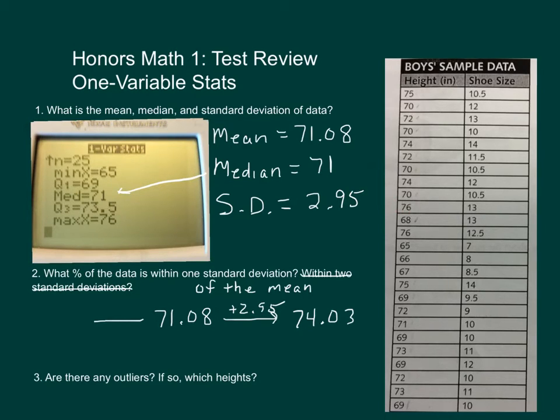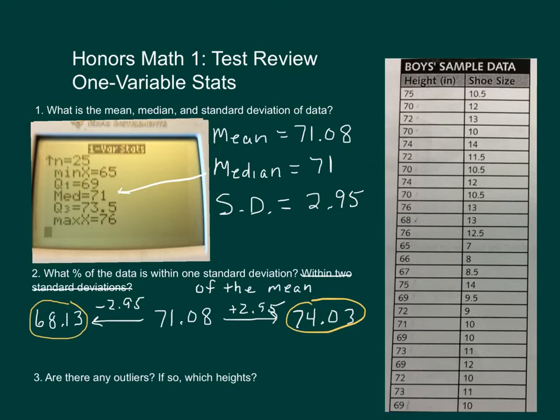And then I'm going to subtract 2.95 from the mean. 71.08 minus 2.95, 68.13. So I want to find all the points in my data that are between those two numbers.